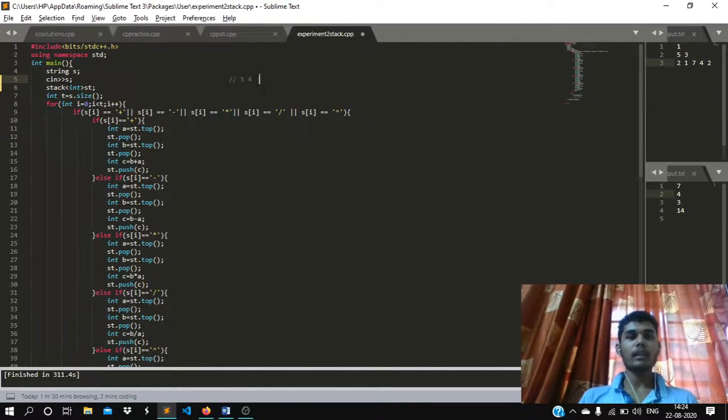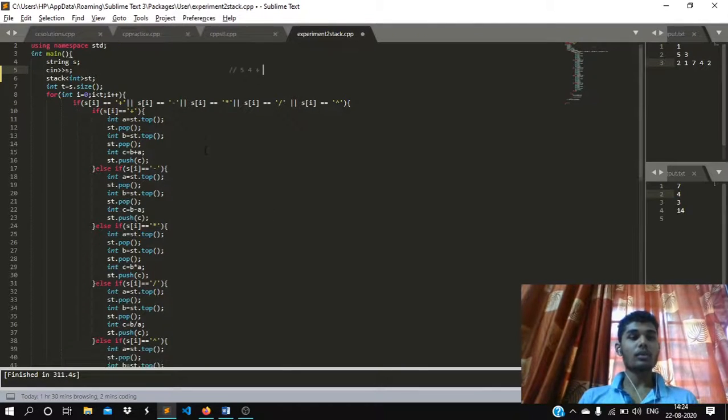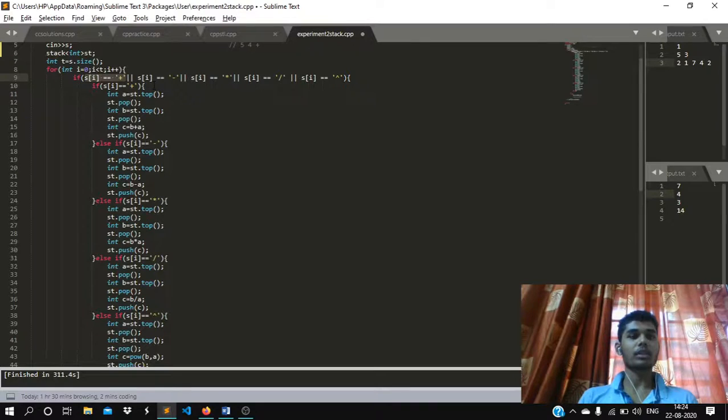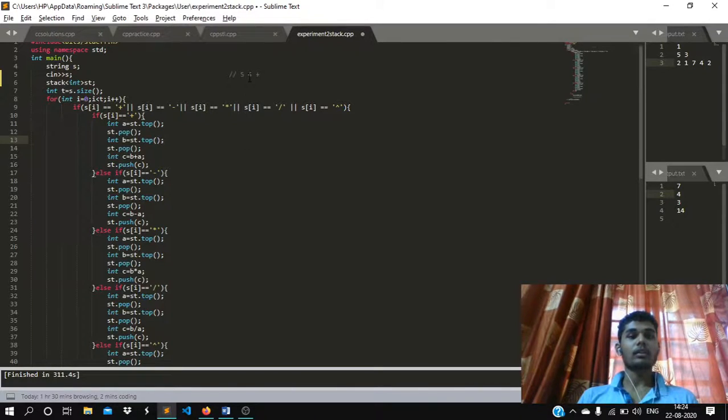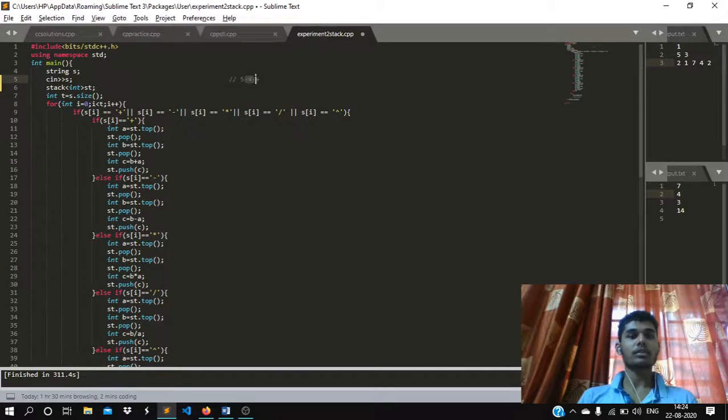Then next, if we encounter plus, it will come into this condition statement. Here we will assign a to st.top. What will be our top? Our top will be 4 since we pushed it after 5. Then again we will pop it so that 4 goes, and what remains is 5. And again we will do st.pop so that b gets assigned 5. And we will perform the operation c equal to b plus a. Since 5 is after 4, basically it will be like this, 5 and 4. So this gets assigned to b and this gets assigned to a.